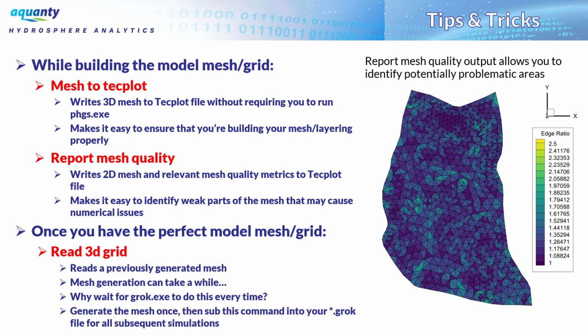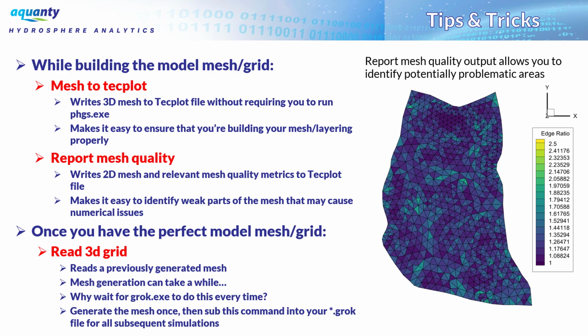While you're building your model mesh, there's a command called mesh detect plot, as well as report mesh quality, which you can apply and run grok before assigning any parameter values, before boundary conditions, without applying any numerical runtime criteria. Essentially, you run grok, and it's going to produce tecplot formatted output files that allow you to visualize the model without having to run it through PHGS. It's going to help you understand or confirm that your mesh looks the way it should, that you've applied all of your layers correctly, et cetera, et cetera.